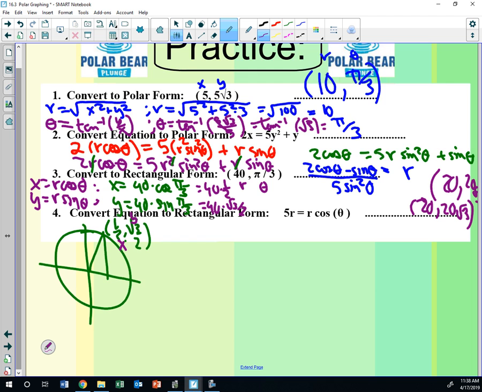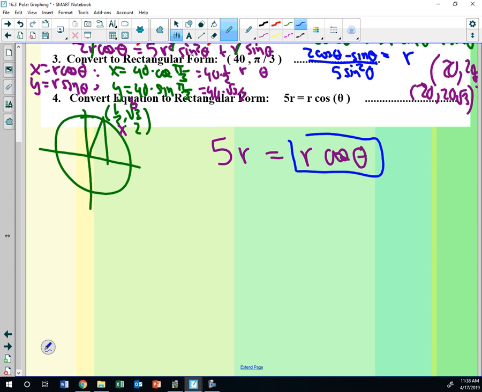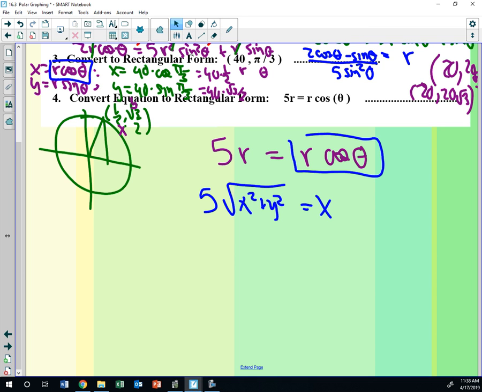And then now we have one more thing to do here. We have 5r equals r cosine theta, and you're going to turn this into rectangular form. What's r cosine theta equal to? What can you replace it with? X, and r is just the square root of x squared plus y squared. You're good. You can just leave it that way. And that's the review of converting polar to rectangular, rectangular to polar for points and equations.